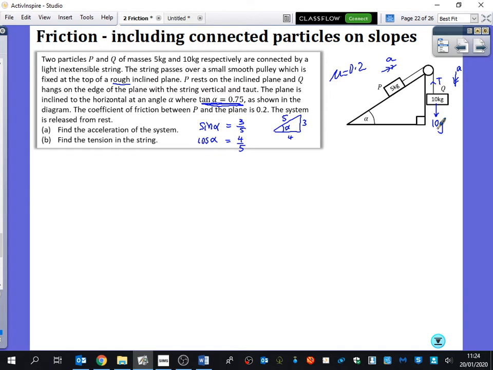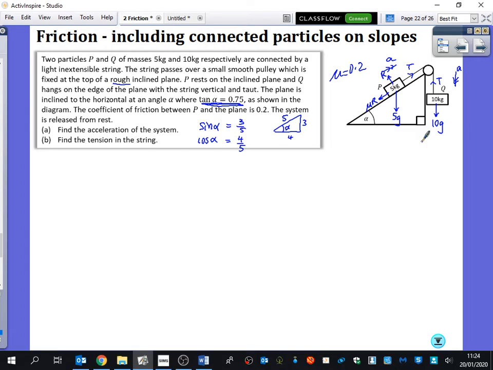If you are the particle P, which is on the slope, you feel a few things. You feel your weight pulling you down. What else do you feel? You feel friction going down, so we're going to have mu R going down. Anything else? You feel the normal contact. You feel the surface pushing into you, and the tension going up the slope, because it feels like it's pulling you upwards, right?